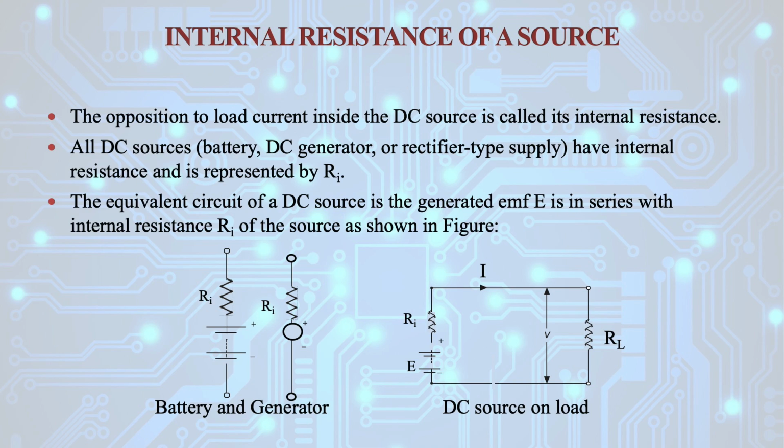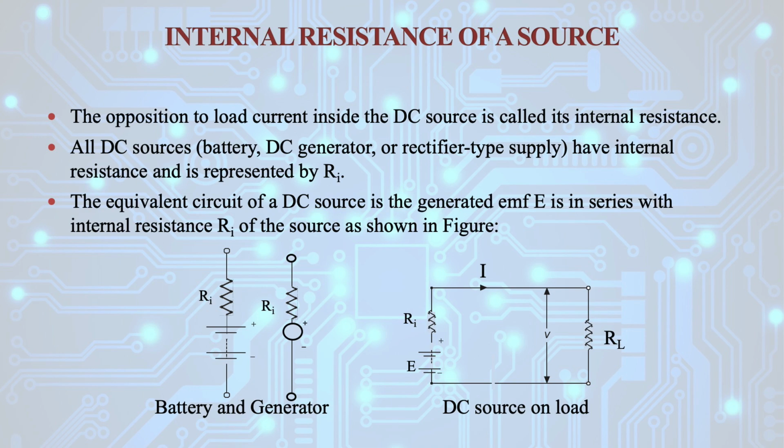Now we have to understand what is the internal resistance of the source. The opposition to load current inside the DC source is called internal resistance. All DC sources like battery, DC generator or rectifier type supply have internal resistance, represented by R suffix small i. The equivalent circuit of a DC source is the generated EMF, that is E, in series with the internal resistance Ri of the source as shown in the figure. So here you can see in the figure, a battery and generator are shown, which have internal resistance Ri connected in series with the voltage source or EMF source.